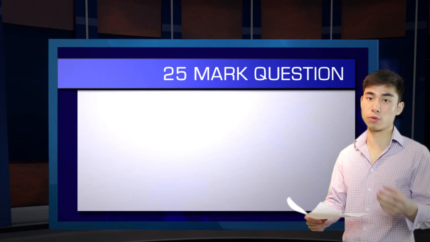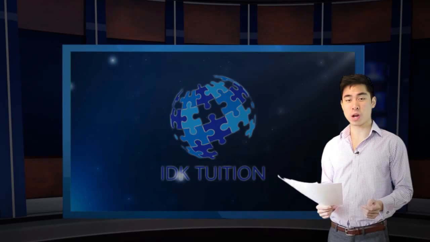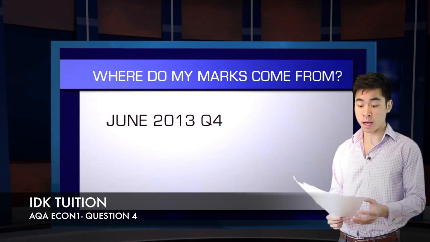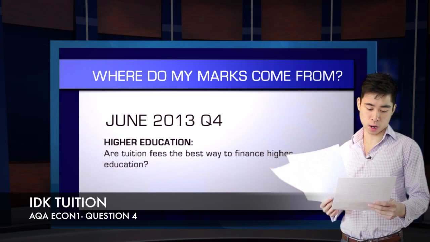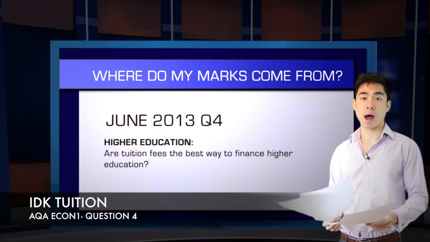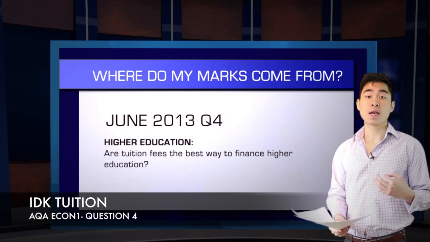So let's assume you've chosen the right question, and we're going to look at June 2013 here, and let's say for the sake of argument, question four is the one we've opted for. Question four is a question on education and financing of education. In the extracts, it references tuition fees as one potential method of financing. And essentially, the question is asking you, is there a preferable method of financing education as opposed to tuition fees?